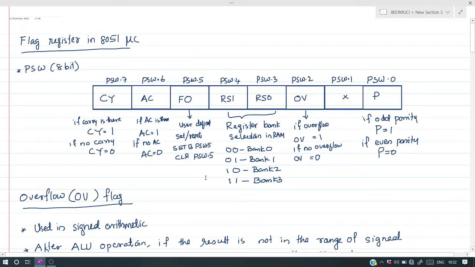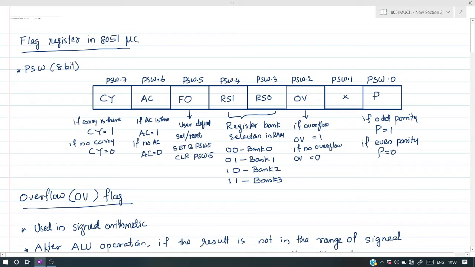After an ALU operation, if a carry arises out of the MSB, the carry flag will be set. Otherwise, the carry flag will be reset to 0. The next flag is the auxiliary carry flag. If an auxiliary carry arises, then the auxiliary carry flag will be set, otherwise it will be reset. That is, if a carry arises from D3 to D4, that is, from the LSB nibble to the MSB nibble, then that carry is known as auxiliary carry. If auxiliary carry is there, this flag is set. If auxiliary carry is not there, this flag is 0, reset.